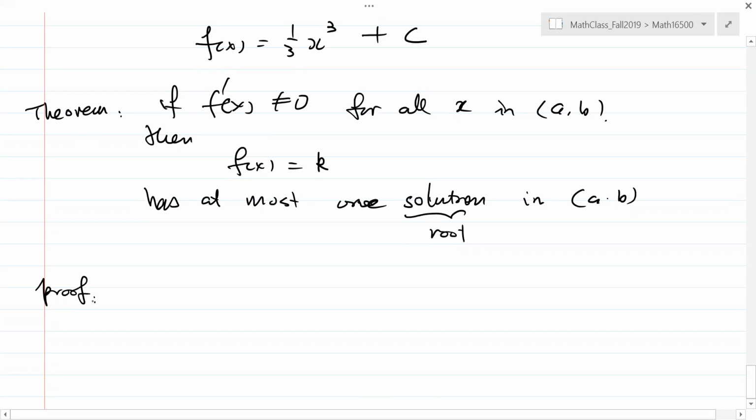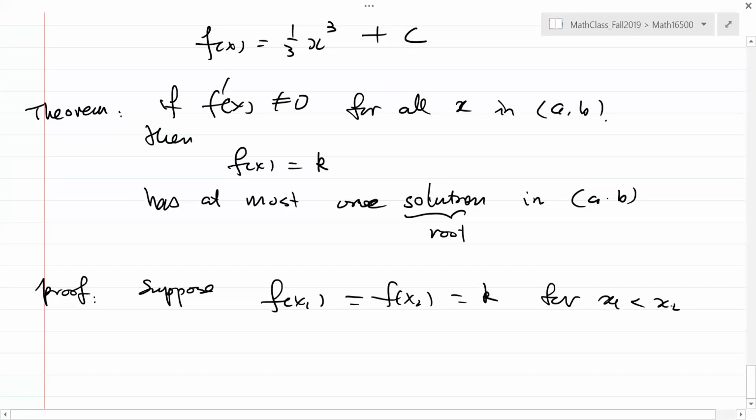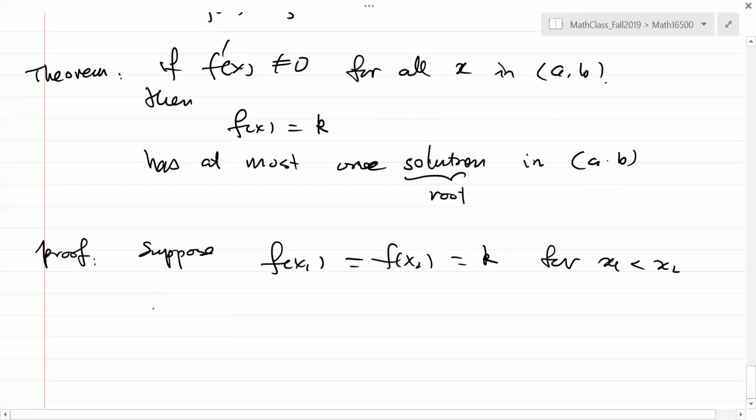So how do we prove it? Suppose there is more than one root. Then you have a contradiction. So we argue by contradiction. Suppose f of x1 equals f of x2 equals k for two numbers. Then you apply the mean value theorem to the function on the interval.